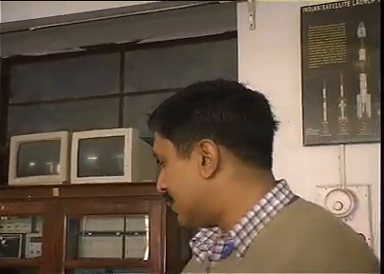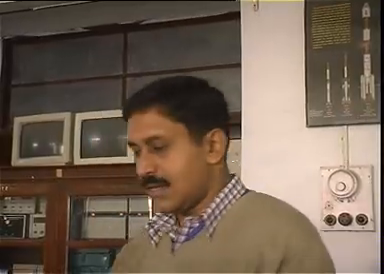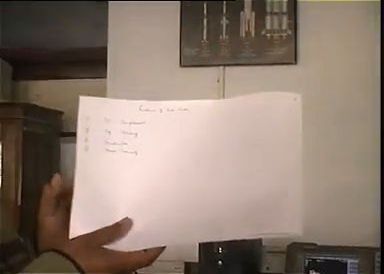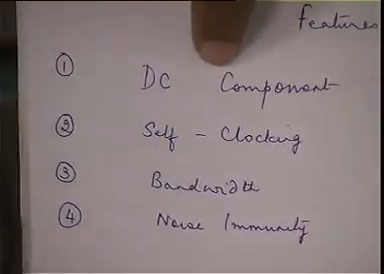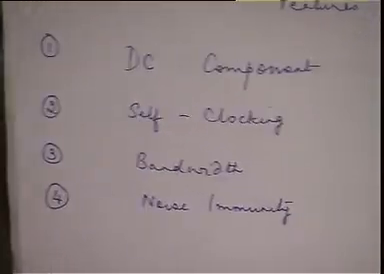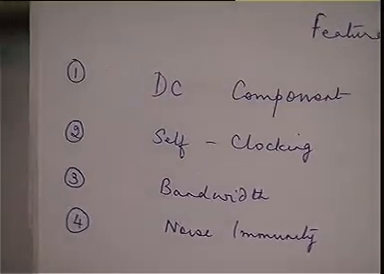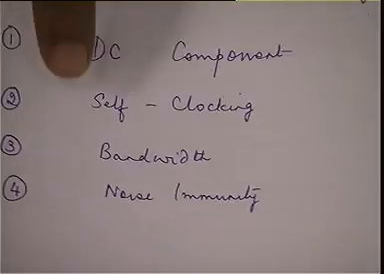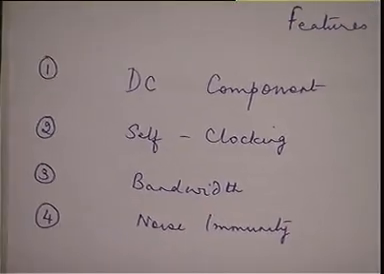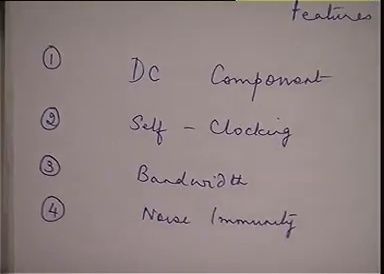Now when I look at a waveform, what are the various characteristics I look for? What are the various features of the line code? I must look for whether a line code has a DC component or not. I must look for self-clocking information. I must look for how much is the occupied bandwidth. I must look for whether one particular waveform is more immune to noise or less immune to noise, and so on.